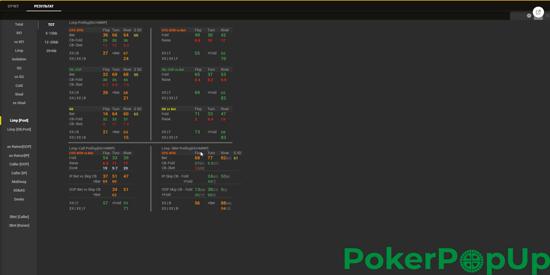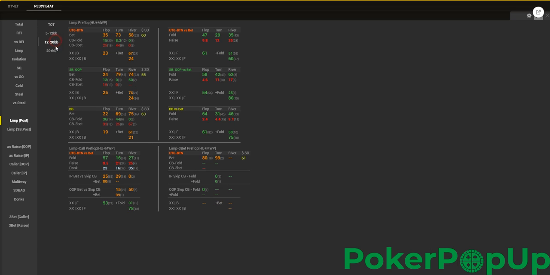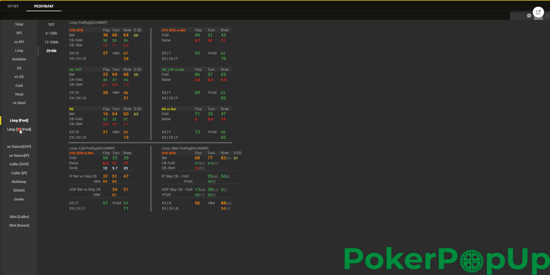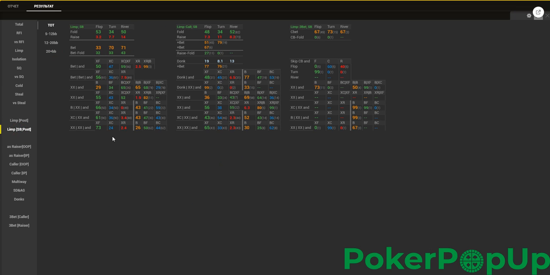Here we have the limp post flop, and the lines for limp pots on the post flop. The top two blocks are for limped pots, unraised pots. On the left, the player's aggression, on the right, his reaction to aggression. On the bottom left here, limp call preflop, bottom right, limp 3-bet preflop.